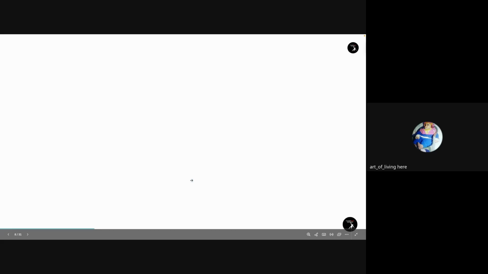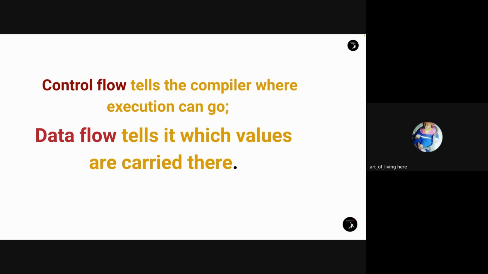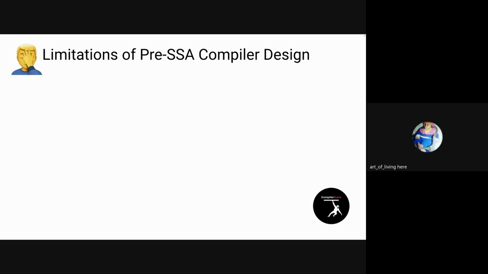So now we know, right? Control flow tells the compiler where to go, and data flow tells what value goes there. These are very basic. You should be at the same place because I will be using these terms regularly in my talk. So that's why I was giving more discussion on that. So let's start. Let's discuss the compiler before SSA and what the limitation was.